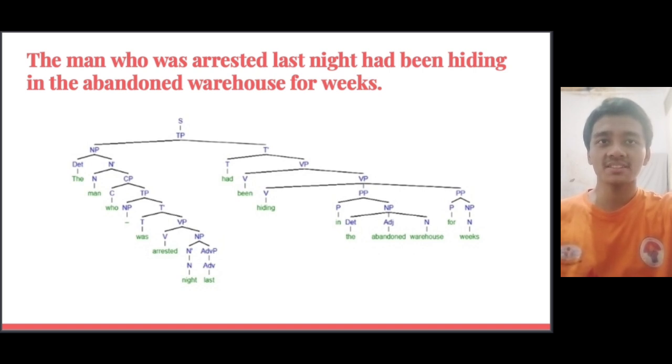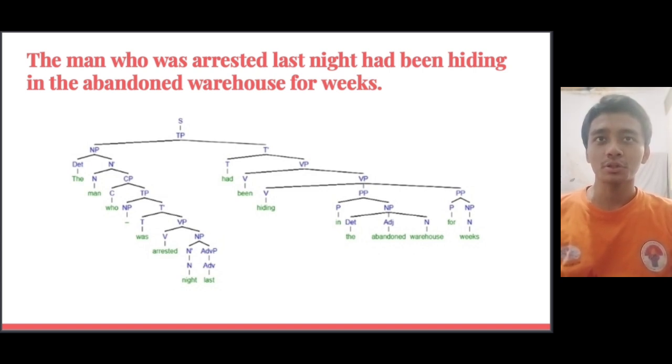Complementizer phrase, who was arrested last night, this is a relative clause modifying the noun man. And the complementizer, who, introduces the relative clause. And the tense phrase, was arrested last night, contains the verb and its related elements within the relative clause. The noun phrase, the subject of the relative clause, understood as man, represented by the trace, indicating movement. The T-bar, an intermediate level in the tense phrase.